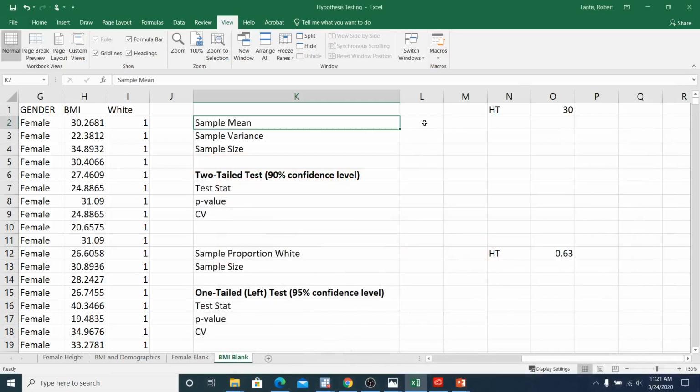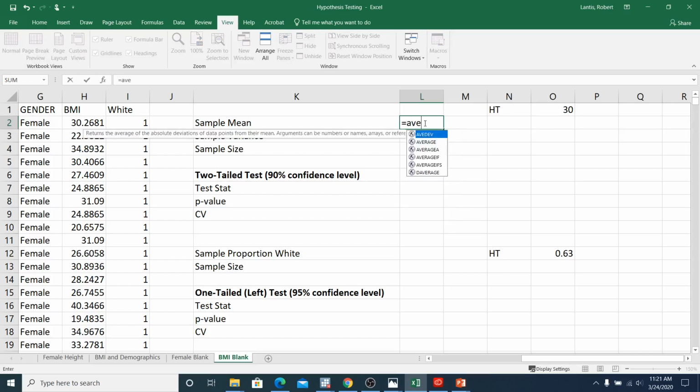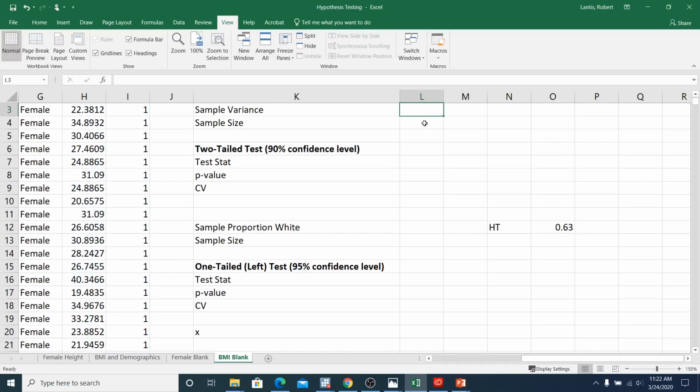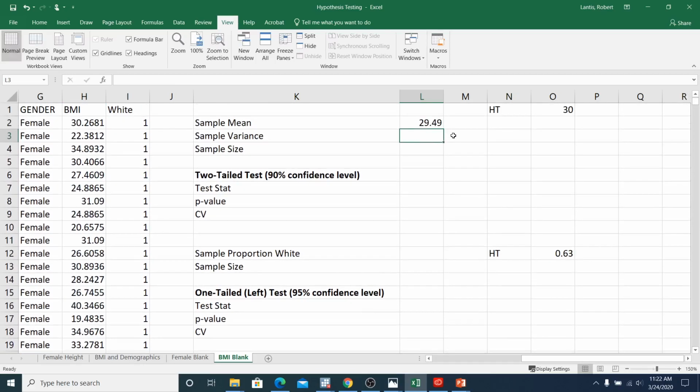I have all of what we're going to do here summarized, but we'll walk through it. The first thing I need to know is, I want to make a statement about the population mean. Well, what did I find from my sample? So I'll take the average of that BMI variable. Once again, Control Shift or Command Shift on the Mac, down arrow, hit Enter. Okay, so I've got 29.49.